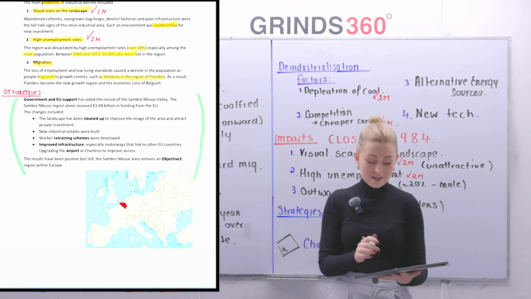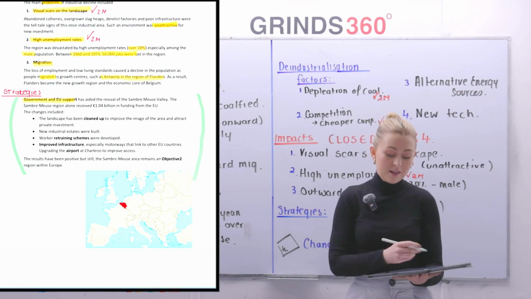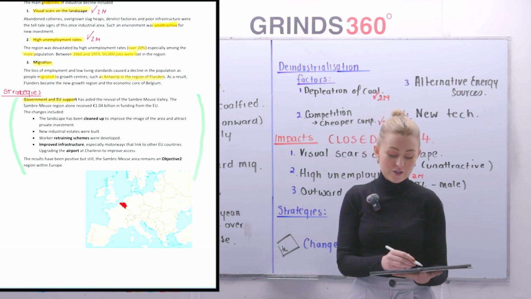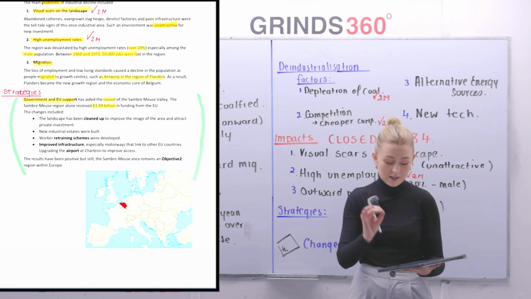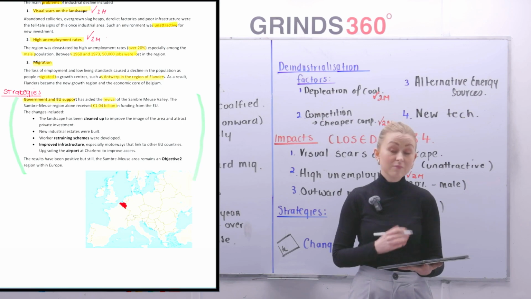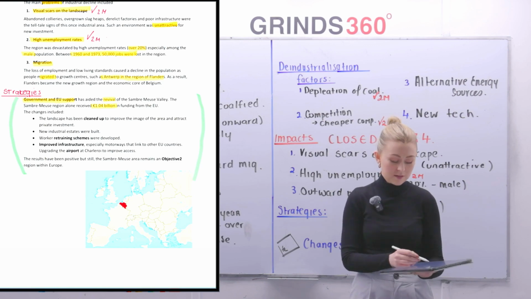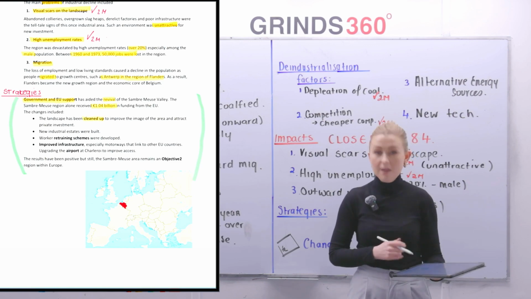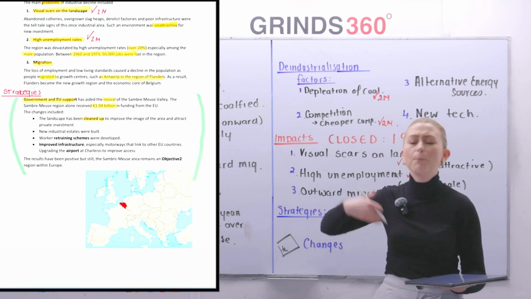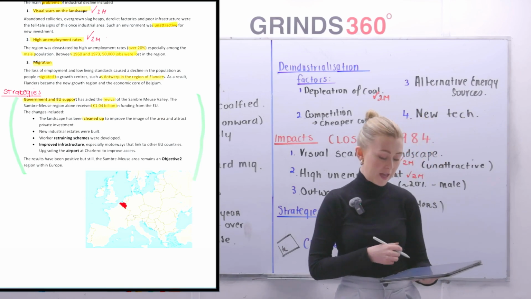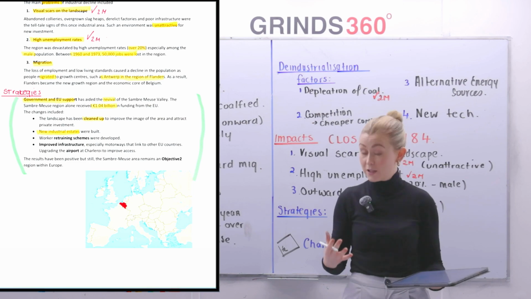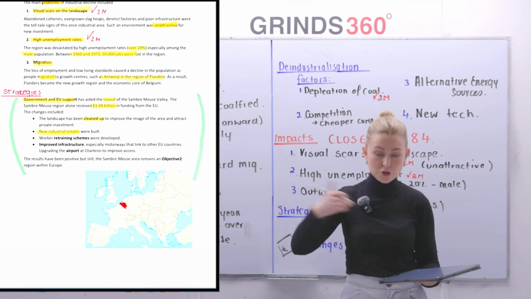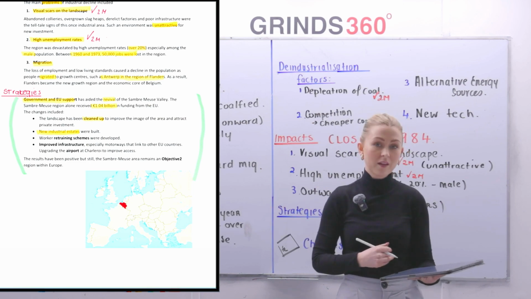The government and the EU, both, have aided the revival of the Sambre-Meuse Valley. They've invested 1.04 billion in EU funding. Changes, what do they want? Highlight the words, clean up. They want the area to be cleaned up and become more attractive for industries to come in. They've built new industrial estates, again for these industries to be attracted to.